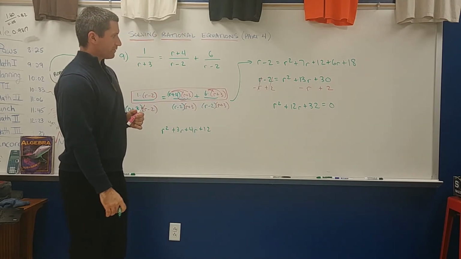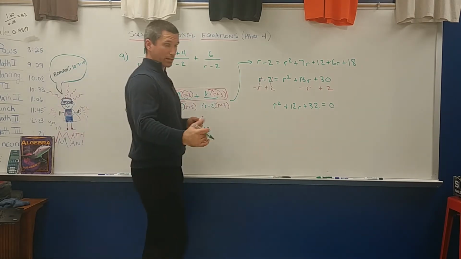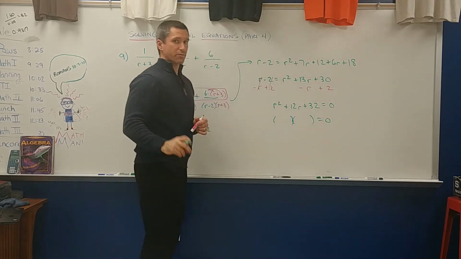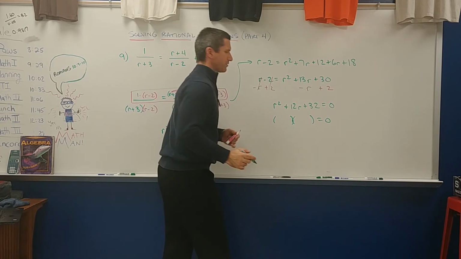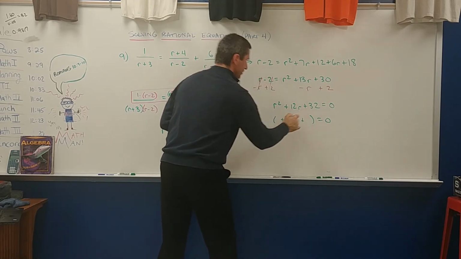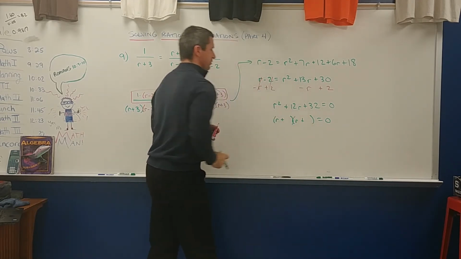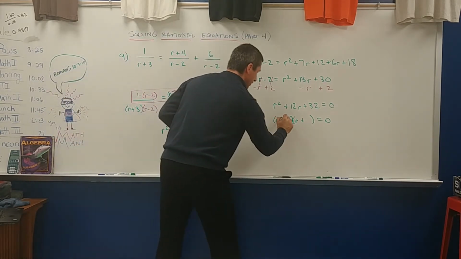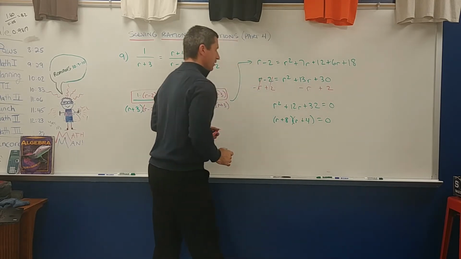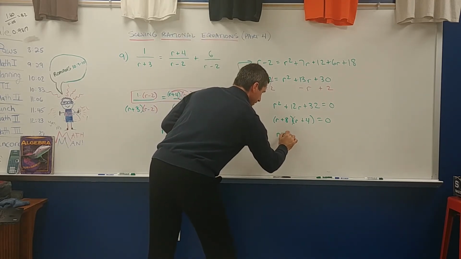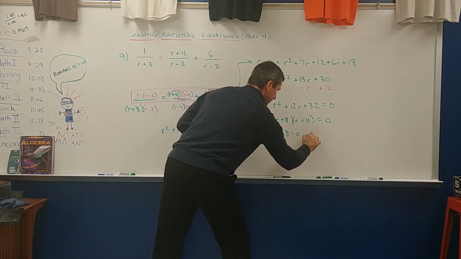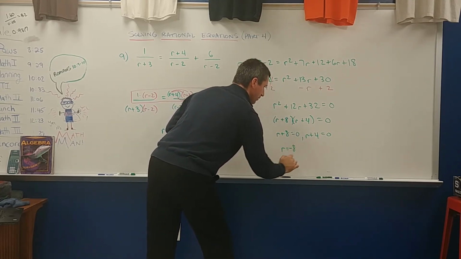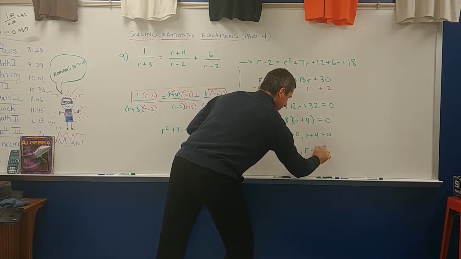Okay, let's factor it, solve, and check. Remember, it's a race. Quadratic formula, go. But you should really factor. Plus here, plus there. A few numbers that multiply to 32 and add to 12. 8 times 4. So r plus 8 equals 0, and r plus 4 equals 0. R is negative 8. R is negative 4.